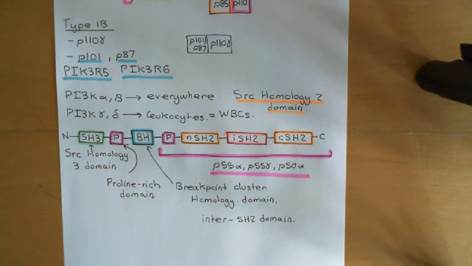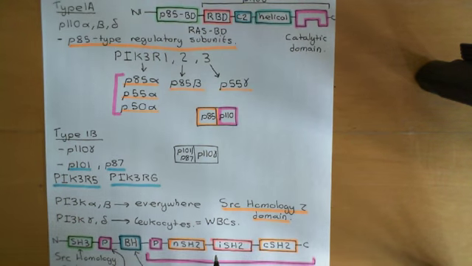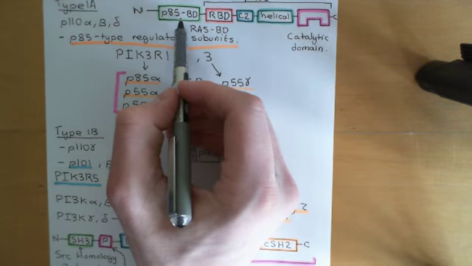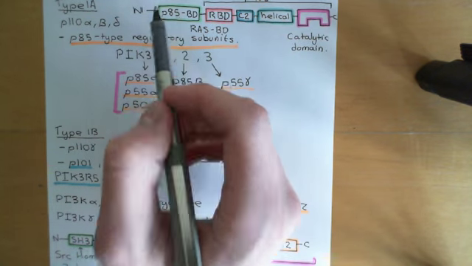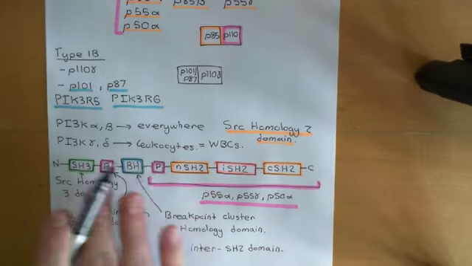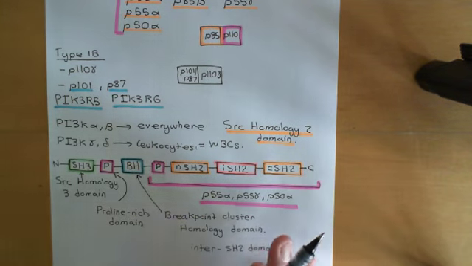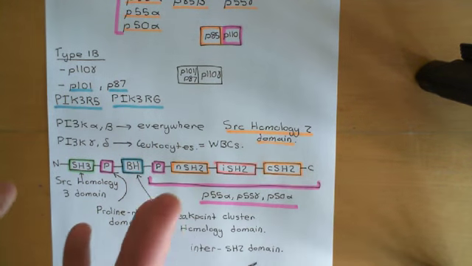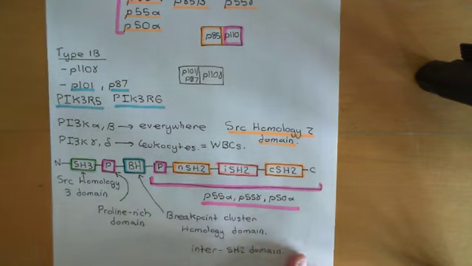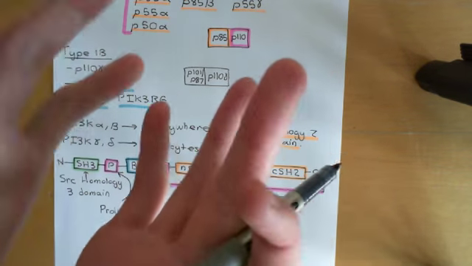Now the next important thing I should tell you is how does the P85 type regulatory subunit bind to the type 1a catalytic subunit? Well, it's through an interaction between this inter-SH2 domain here and the P85 binding domain here. And remember, again, we've drawn them as linear primary structures. In reality, they'd be a folded structure. And this does resemble a blob when it folds up.